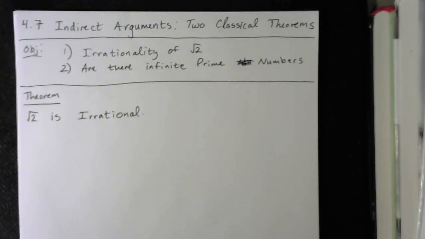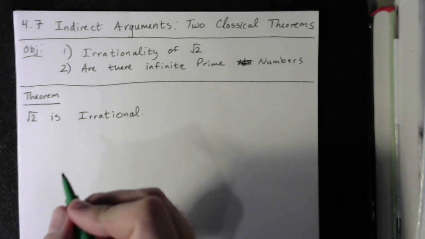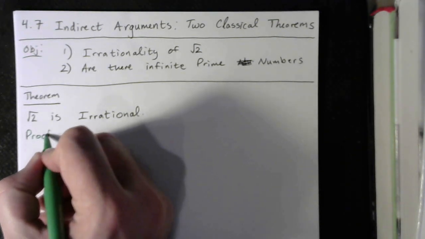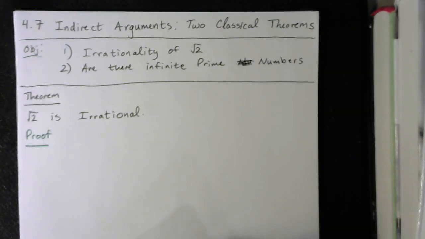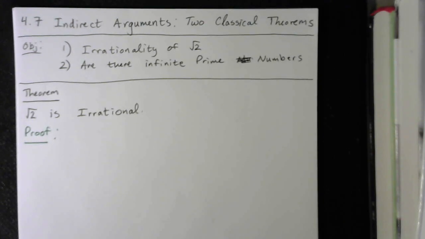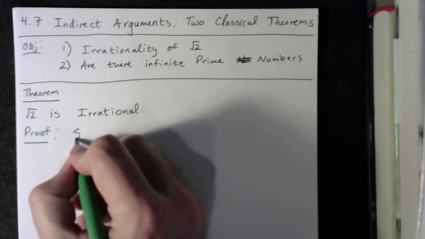So that's our theorem. So we're going to prove that. Of course we know square root of 2 is irrational because we can't write it as the ratio of two integers. And we're going to show that logically that is the case using my personal favorite, as we talked about, the indirect contradiction proof. So we're going to suppose not.